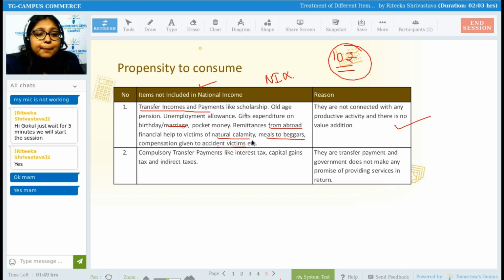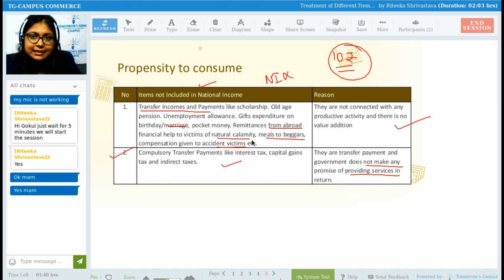Next is compulsory transfer payment like interest tax, capital gain tax, and indirect tax. So any kind of taxes like transfer payment taxes or interest tax, capital gain tax, these kind of taxes. Again, these taxes will not be included under national income because they are the transfer payment. Government does not make any promise to provide services in return.